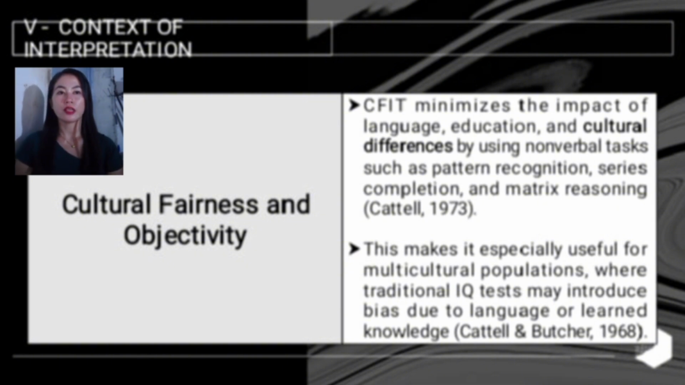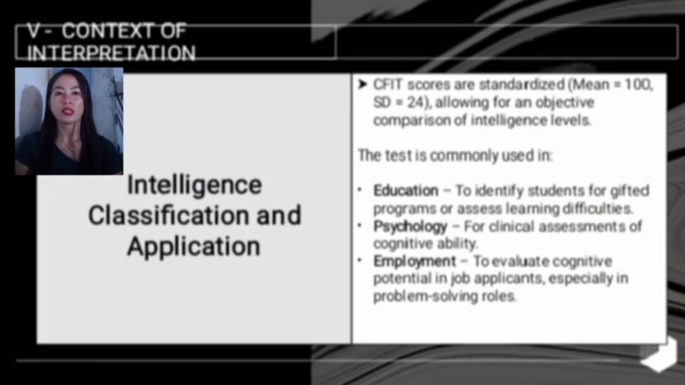So in this part, we have context of interpretation. Ang CFIT ay culture fair, meaning it aims to eliminate biases related to language, education, and socio-economic background. Dahil gumagamit ito ng non-verbal problem-solving tasks, maaari itong gamitin para sa mga tao from diverse backgrounds. We need to remember there are key considerations when interpreting CFIT results. First is fairness. Dahil walang language-based questions, ang CFIT ay nagpo-provide ng more equitable measure of intelligence. Next is applicability. Ginagamit ito sa education, employment assessments, and psychological evaluations.